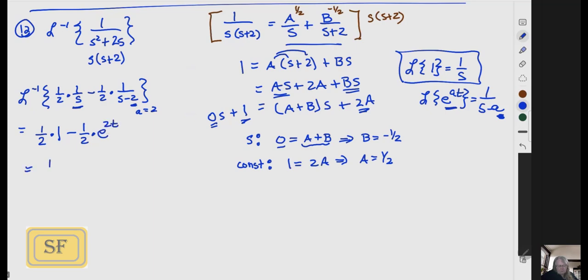So you might multiply out that 1/2, or maybe not. However you want to write that. And that's number 12.